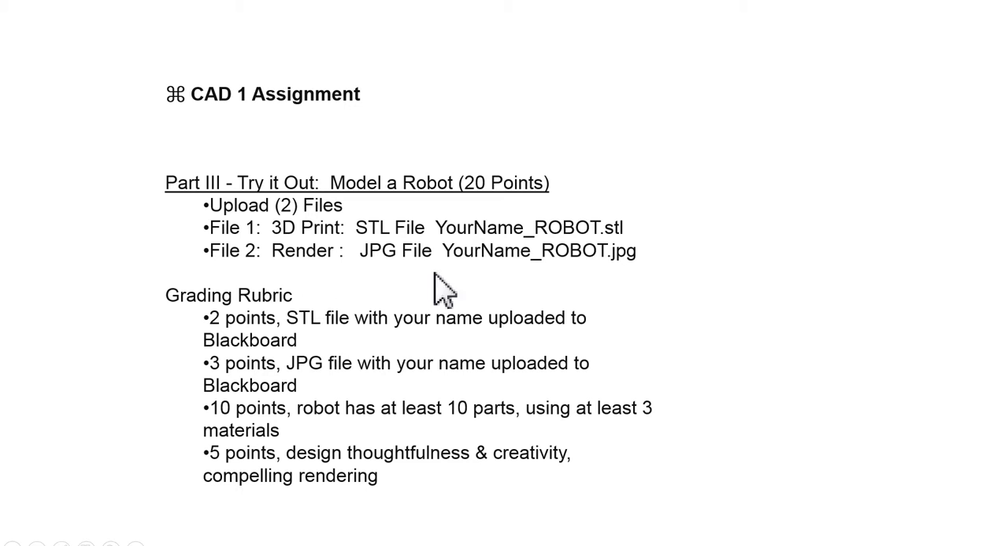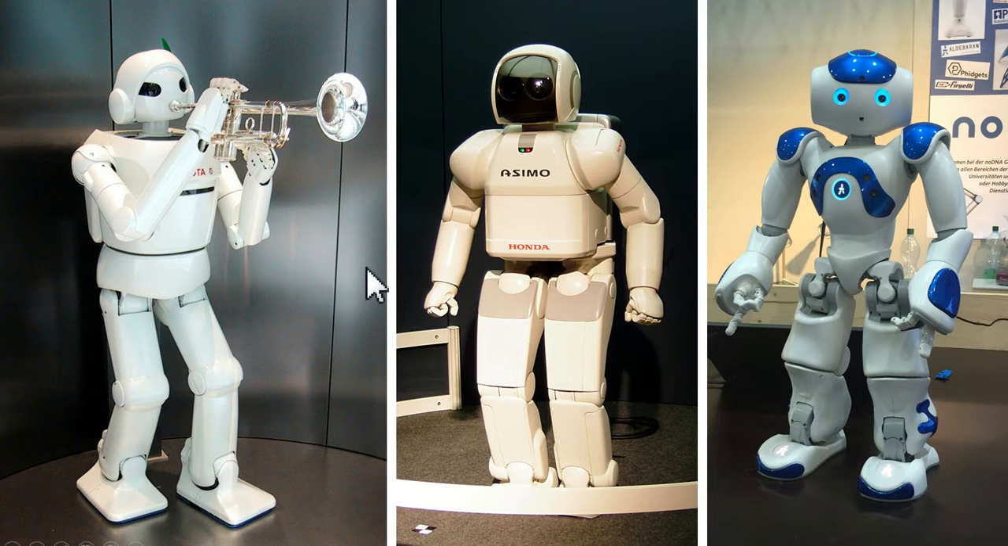We'll also create that. We'll be graded on uploading your STL file to Blackboard, your JPEG, and then also creating a robot that has at least 10 parts and using at least 3 materials. And you'll be graded on your design thoughtfulness and creativity and creating a good-looking rendering.